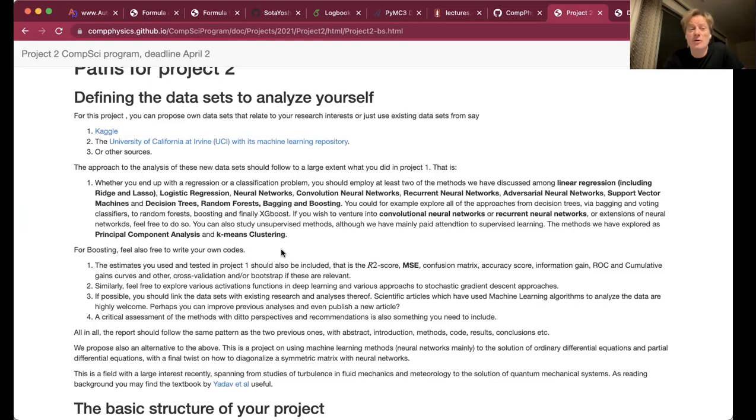And this is pretty common when you analyze machine learning data. If you are more interested in a statistical analysis, you could, for instance, take some of these methods and study the bias-variance trade-off on a specific data set. So you should feel free to propose alternatives to what is sketched here.